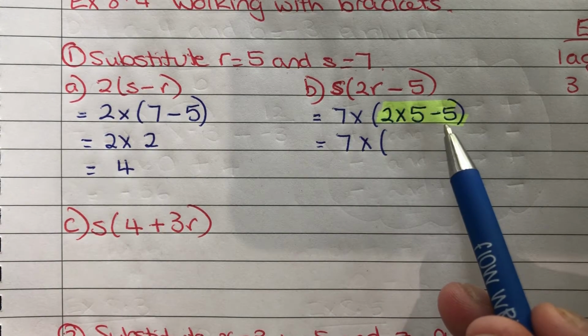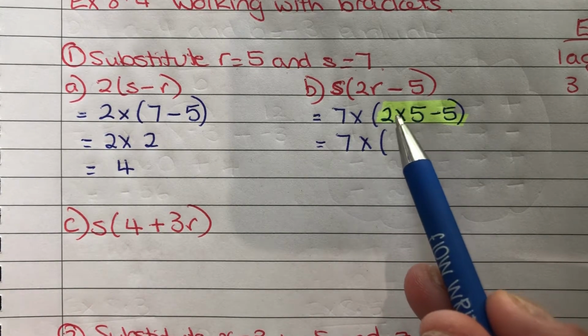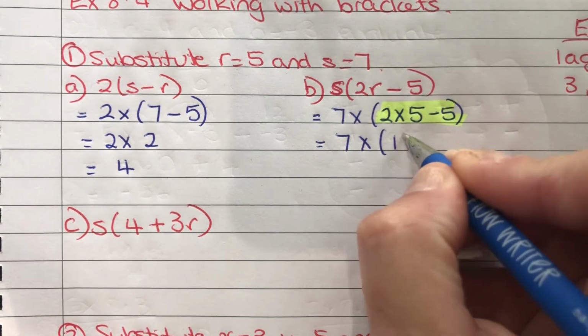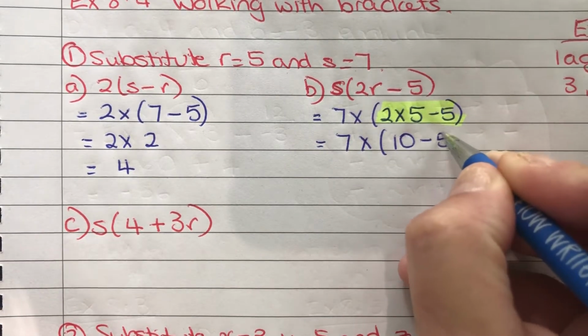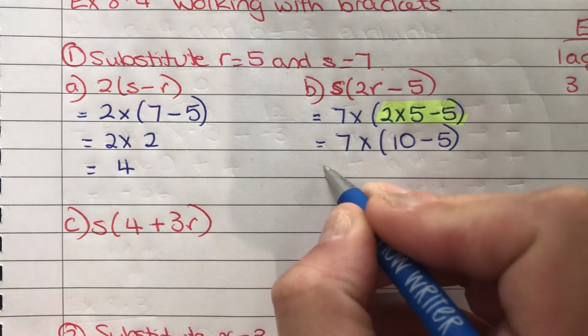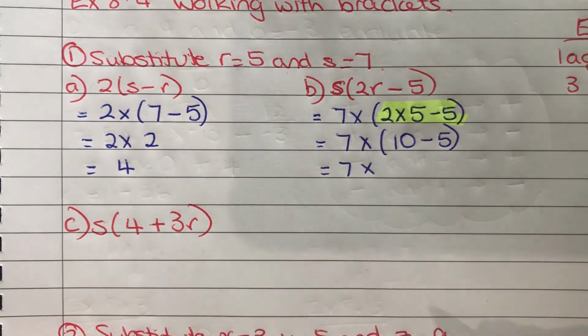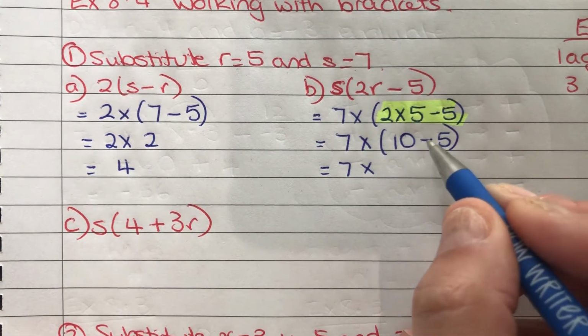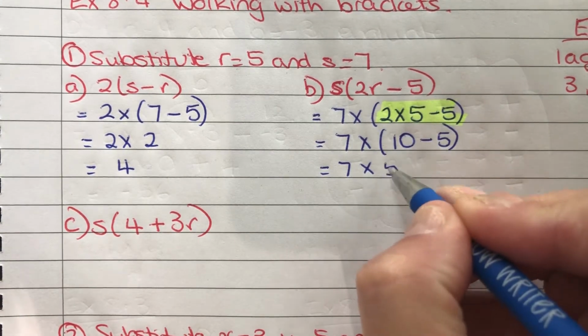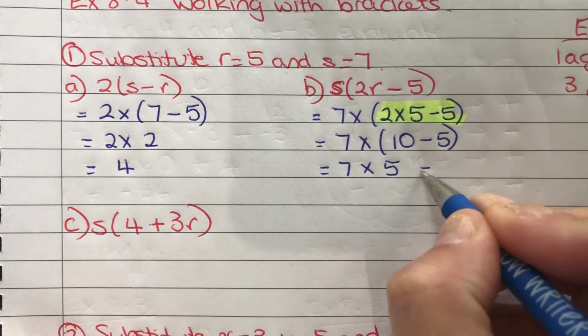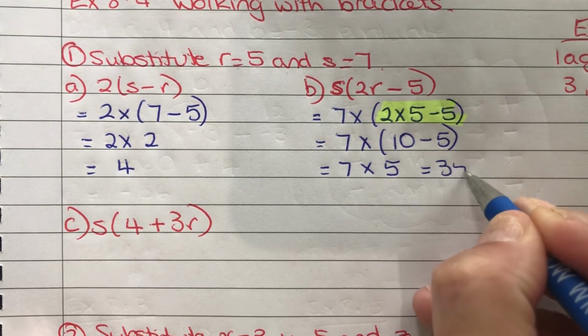So what do you do first? You do multiply. So we have 2 times 5, which is 10. And from that, we need to subtract our 5. Once again, we still have to do the brackets. So we write down 7 times, and we do 10 minus 5, which is 5. And 7 5s are 35.